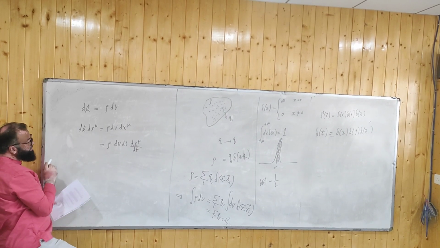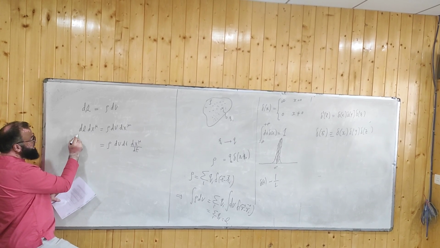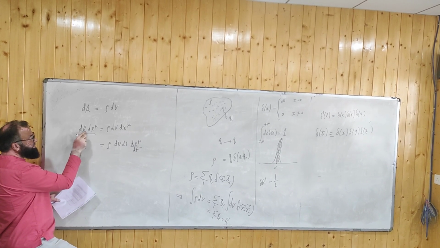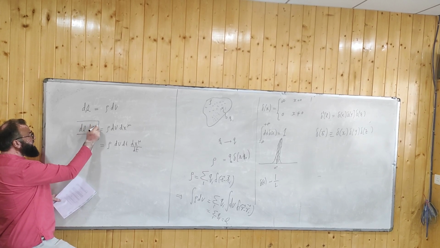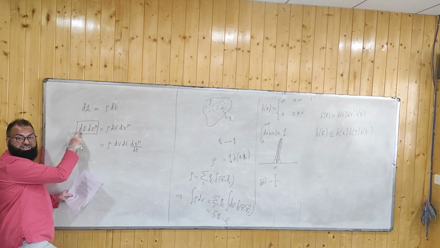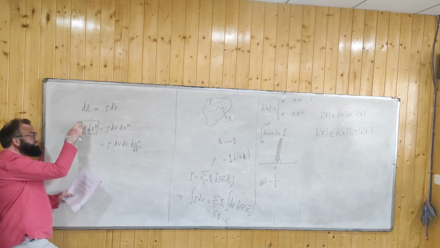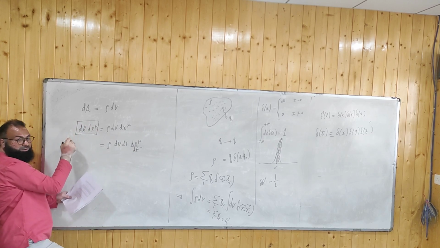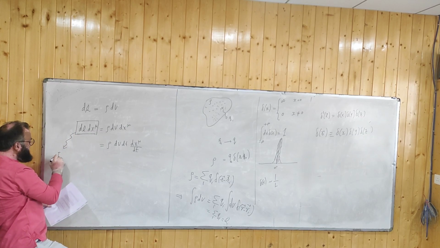So now let's look at this object, dq dx mu. How will this transform under Lorentz transformation? Since dq is a scalar quantity and this is a vector, the left hand side is a 4-vector. So this is simply what?